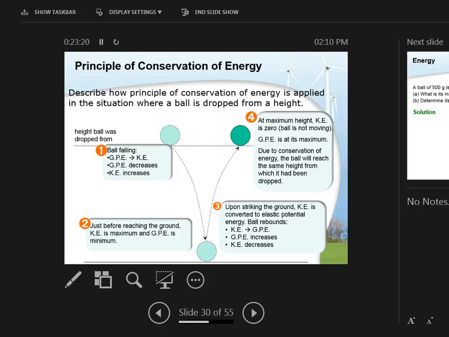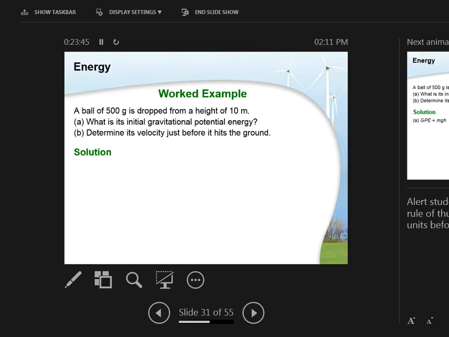And then at maximum height, the kinetic energy is 0, the ball is not moving, gravitational potential energy is maximum. It is going to be at the same height. Okay? So, because of conservation of energy, when we assume no other losses, then it will be at the same height as which it was dropped. Any questions so far? Very familiar to you? Okay, good. So example, ball 500 grams is dropped from a height 10 meters.